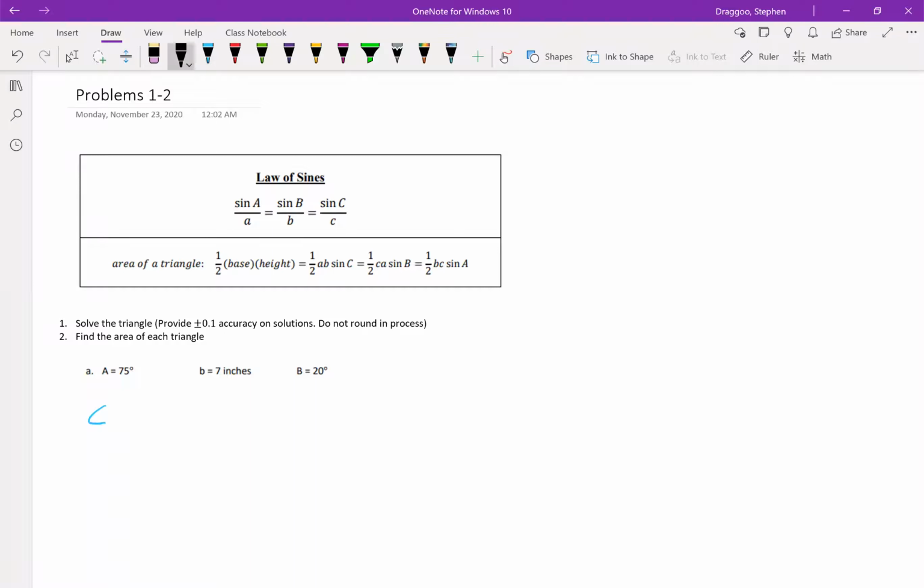So angle C, which is the only missing piece, should be 180 degrees minus the other 2 angles, 75 and 20 degrees. Since I know that in a triangle, all 3 angles must add up to 180 degrees, which means that C, in this case, must be equal to 85 degrees.